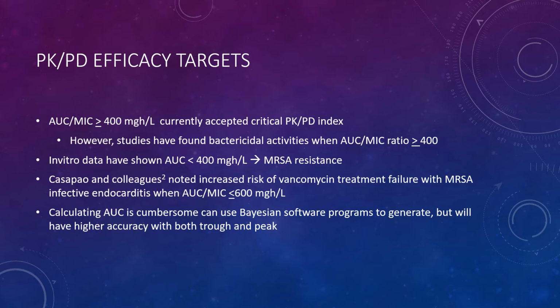Calculating AUC, which is why people usually use the troughs, is very cumbersome, and so they actually recommended using a Bayesian software program. But you want to make sure you use trough and peak and not just trough, but we'll get into that a little bit later.